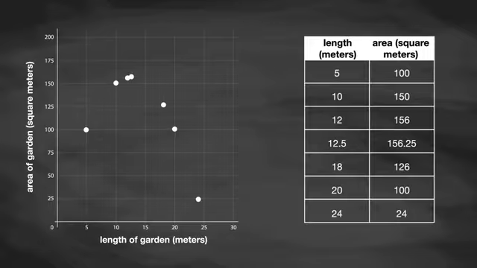Every time you create a graph, it's important to label the axes. The horizontal axis is for the independent variable, which in this scenario is the length of the garden. The vertical axis is for the dependent variable, which in this case is the area of the garden.